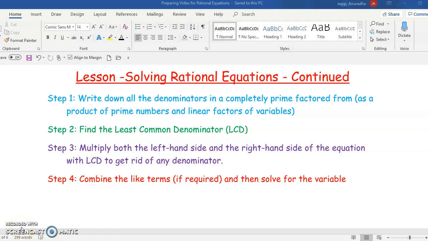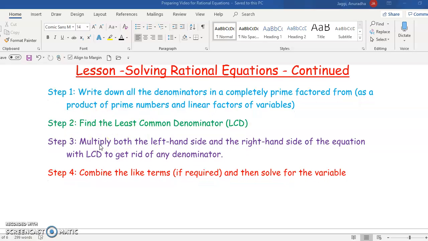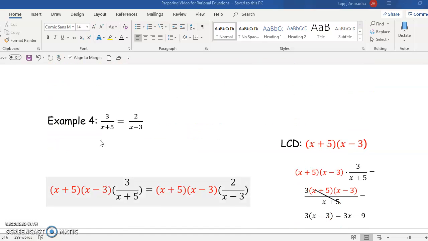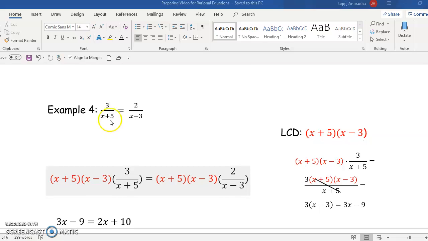Hello students, in this video we will continue to solve rational equations and the steps are the same. We're going to follow those steps as we do the next examples. So example 4, you have 3 divided by x plus 5 is equal to 2 divided by x minus 3.